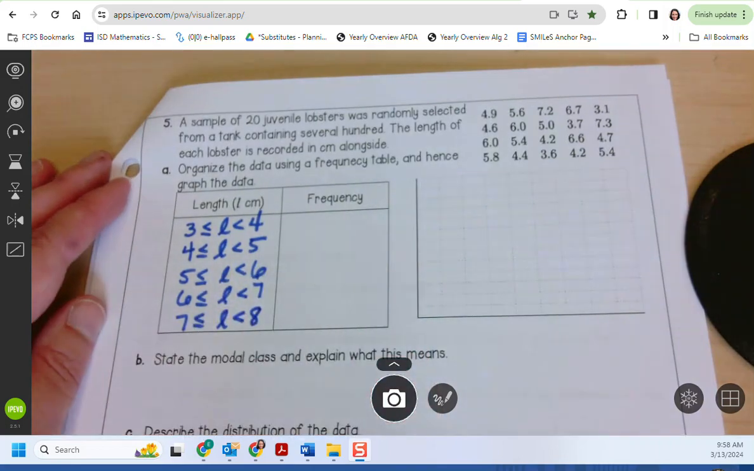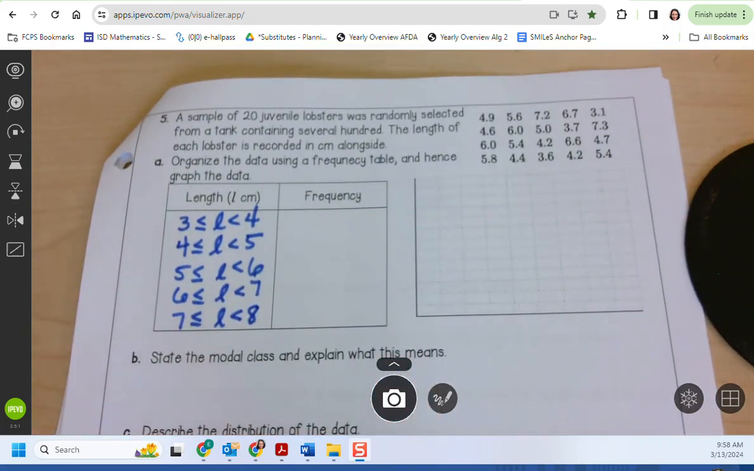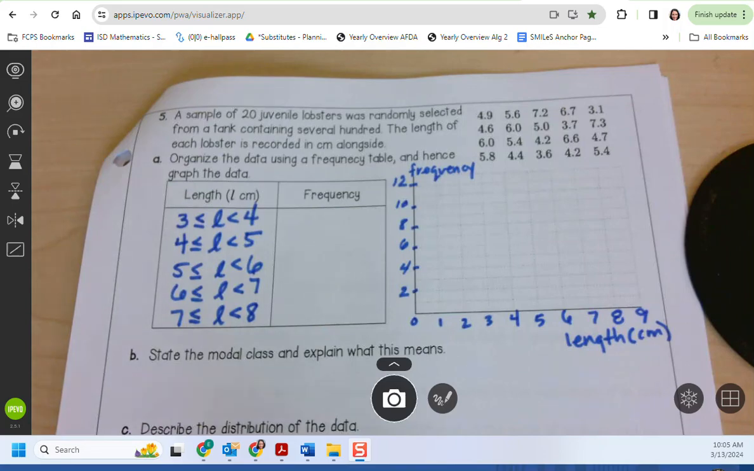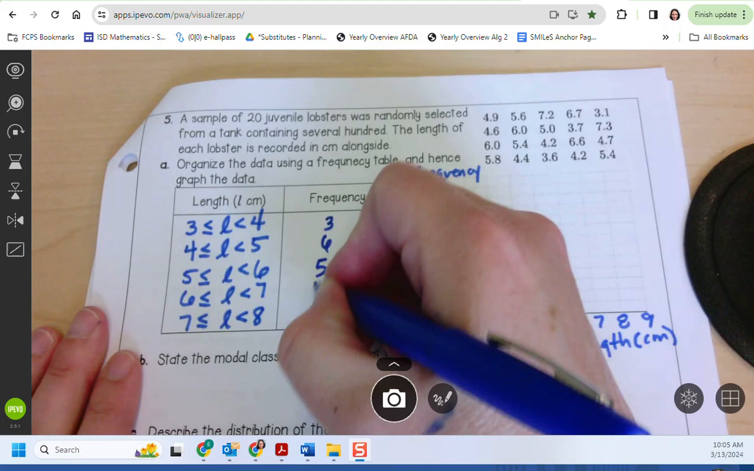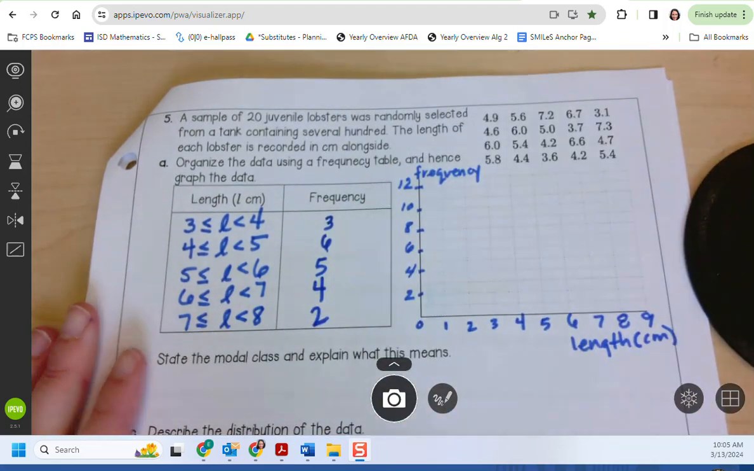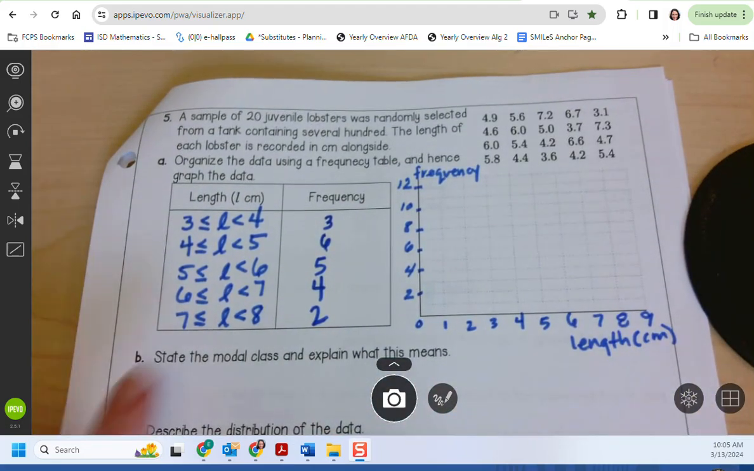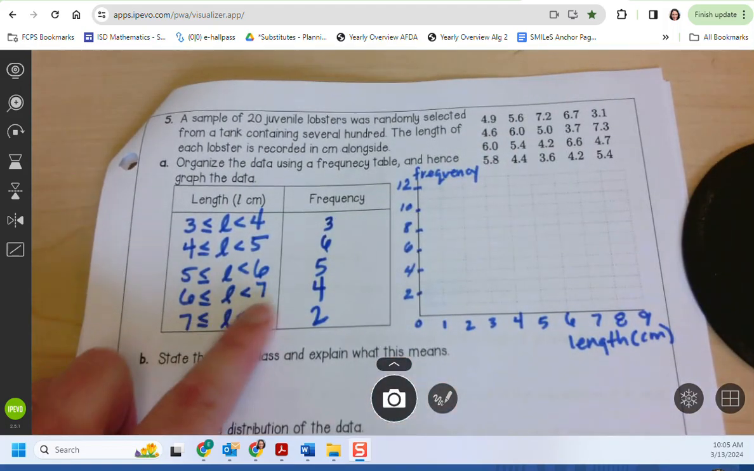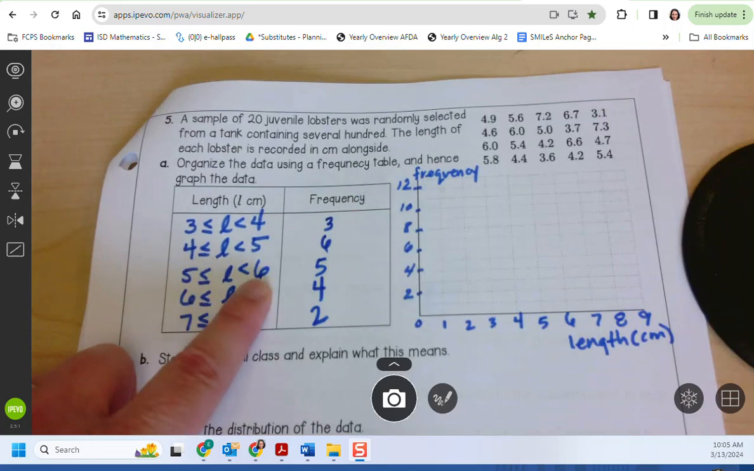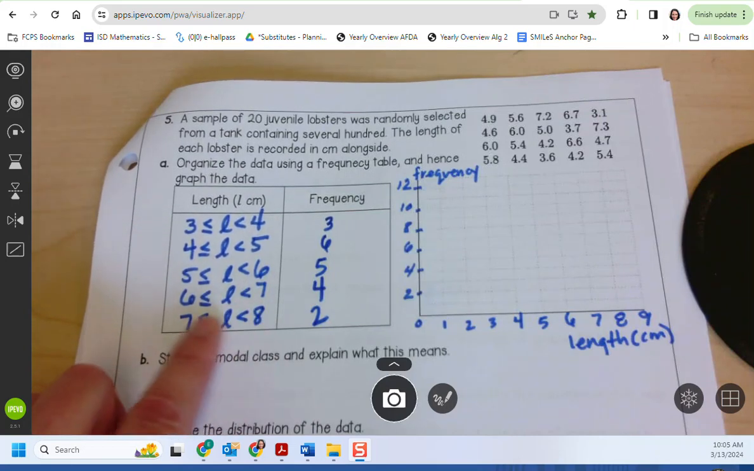Okay, so once you have your intervals down, I want you to take a moment and get the frequency down. I'm going to start labeling my graph while you guys are working on that. All right, I got 3, 6, 5, 4, 2. That's what I got. Did I make a mistake? Remember that the 6.0 values are going to be included in this interval and not in this one, because it says 6 is less than or equal to L.